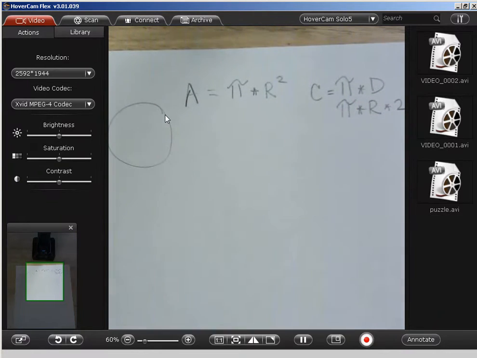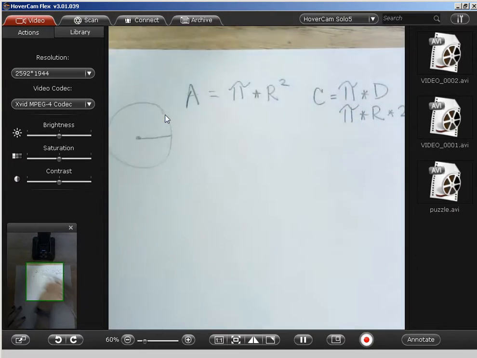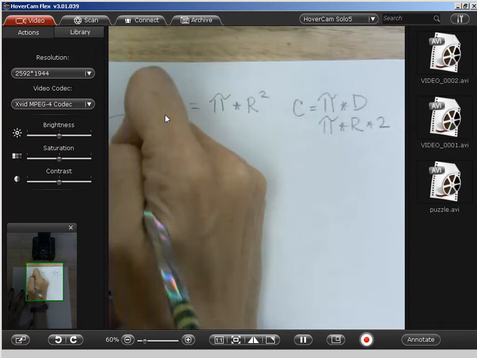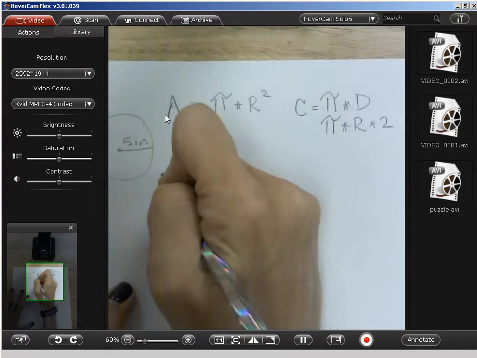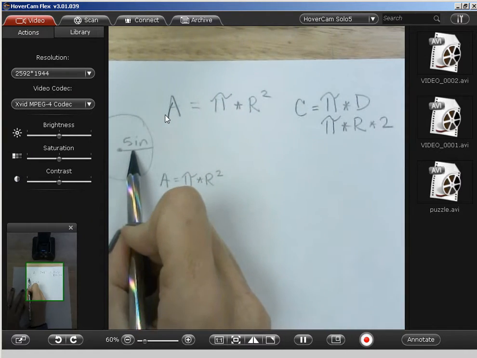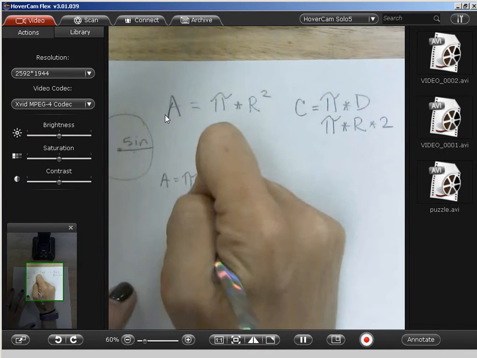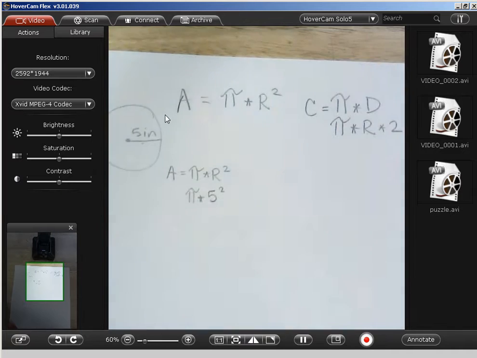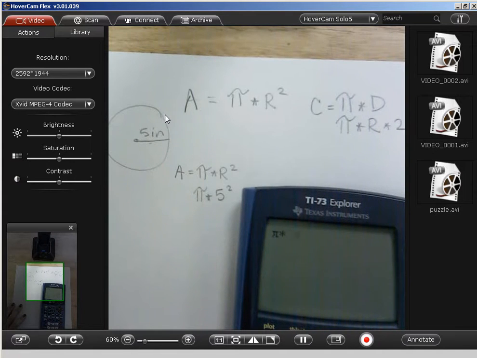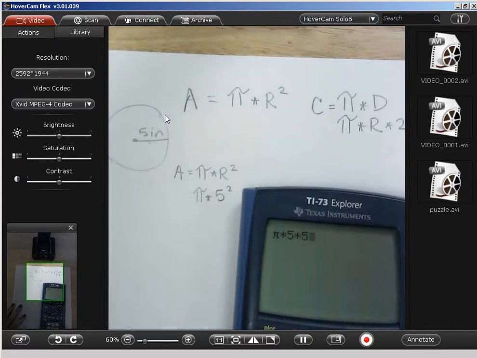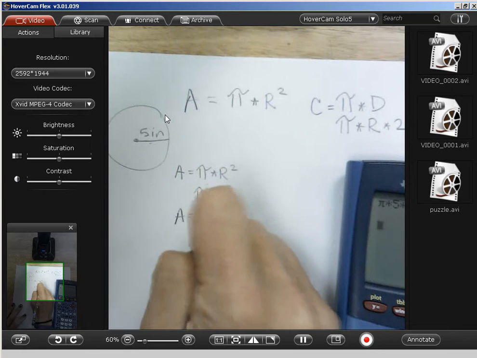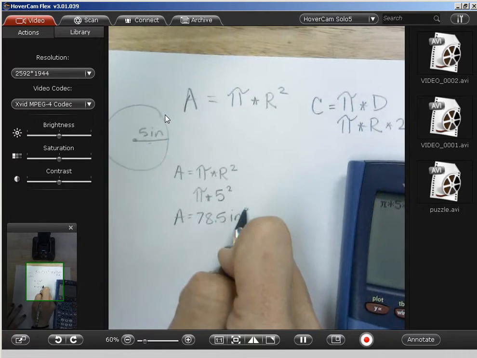So if I am given the radius and I want to find the area, I need to make sure I know what the radius is. So let's say I have a radius of 5 inches. I'm going to rewrite my formula: pi times radius squared. Then I'm going to substitute my radius into my formula: pi times 5 squared. Then I'm going to calculate it. Pi times 5 squared, which is 5 times 5, or you can use the squared key. And that gives me area equals 78.5 inches, and since it's area, inches squared.